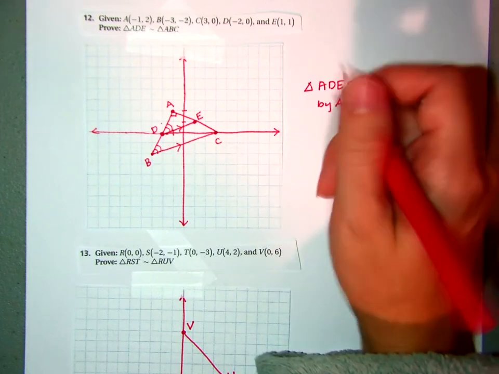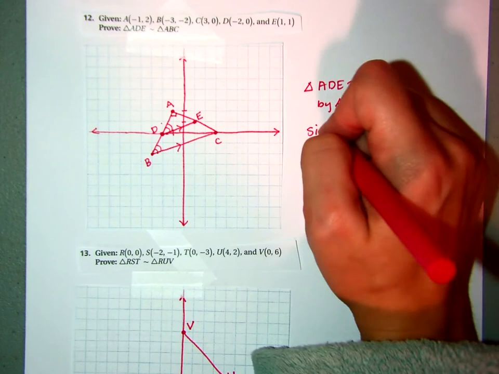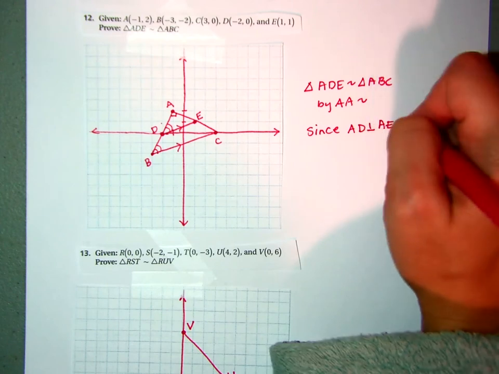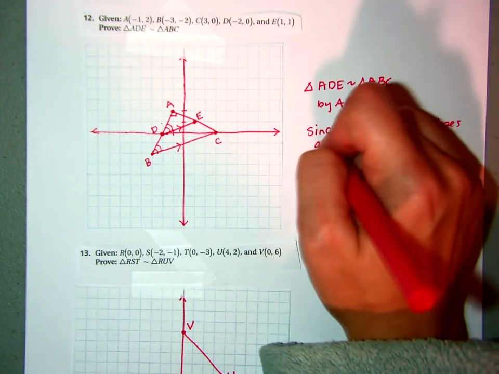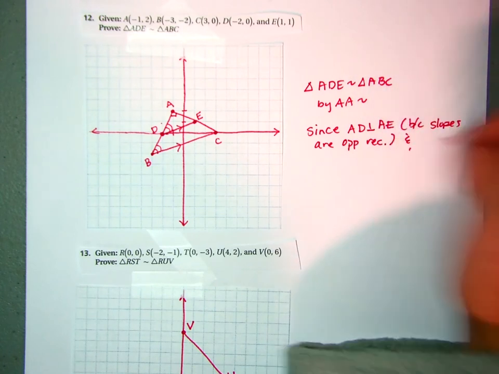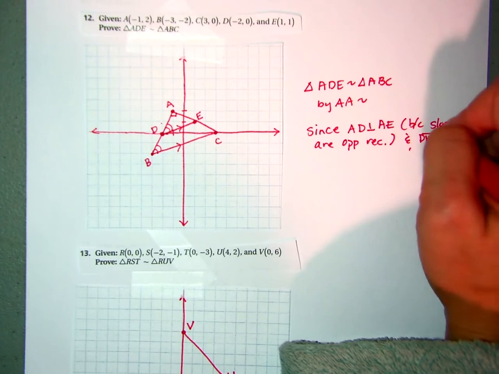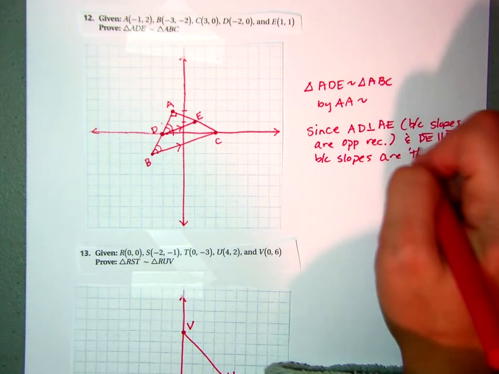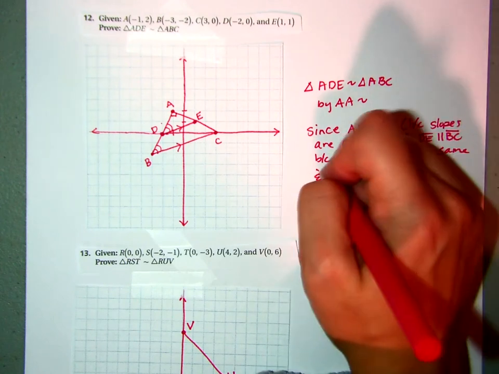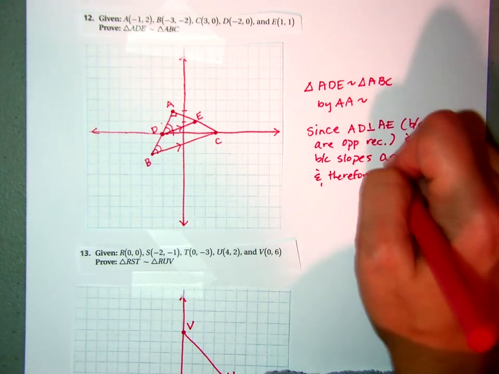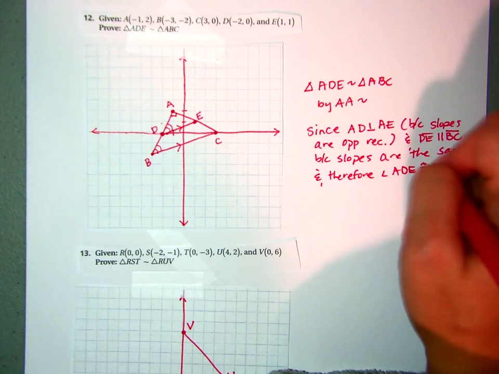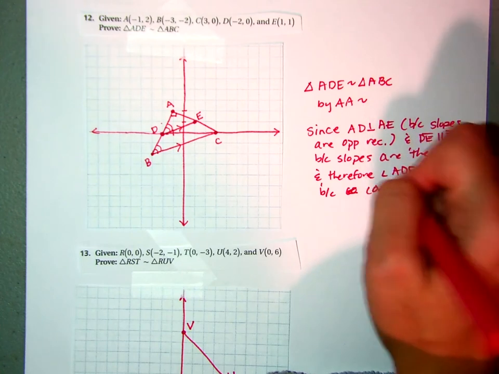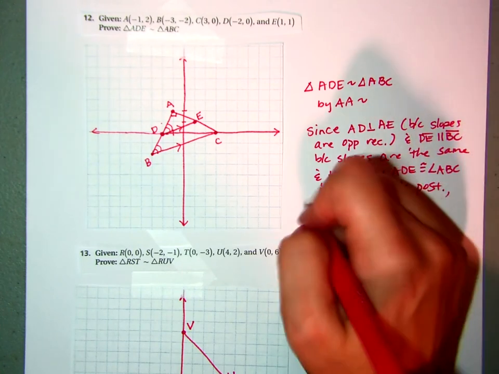So what you could do to write this up is you could say, since AD is perpendicular to AE, because the slopes are opposite reciprocal, and DE is parallel to BC because the slopes are the same, and therefore angle ADE is congruent to angle ABC because of the corresponding angles postulate. These triangles are similar.